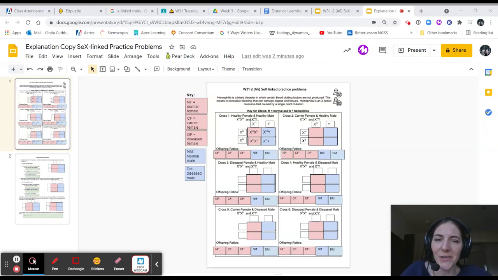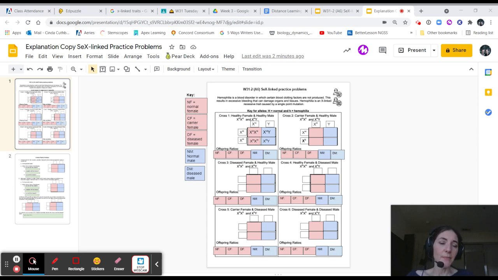Hey guys, so I'm going to go ahead and explain to you how to do your sex linked or X linked practice problems, just because it's a new format and I want to make sure that you guys get a chance to look at it. First thing, it's going to pop up and it's going to be week 31-2 A6 sex linked practice problems. And it's set up as an actual presentation because you can just type right into it.